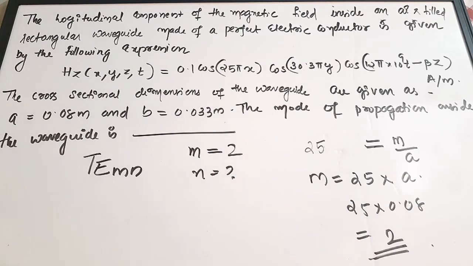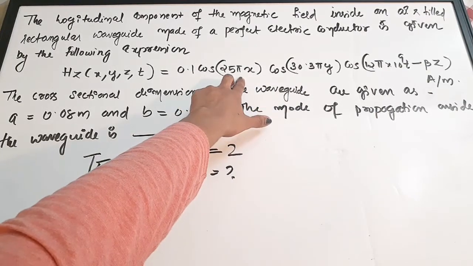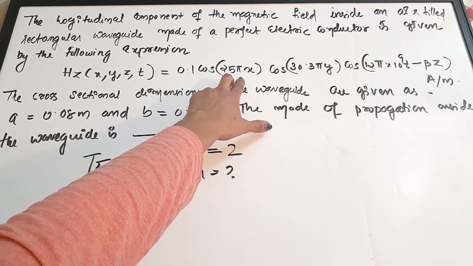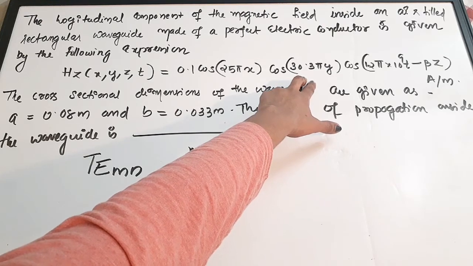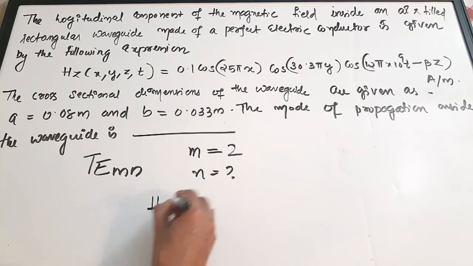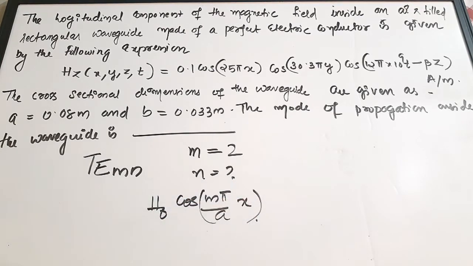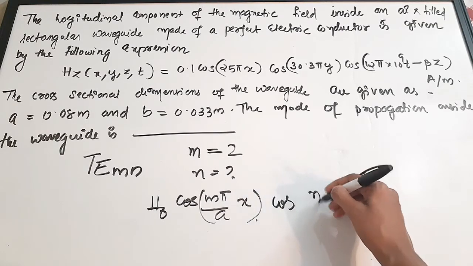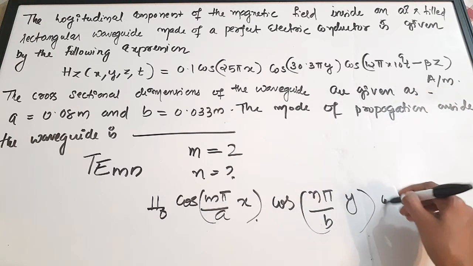Next, I'm going to find what is n, similarly, by equating this equation's terms with the general equation. So this term is m pi by a x, and this is n pi by b y. So this general equation is H0 cos m pi by a x cos n pi by b y, and this is a term cos 2 pi.